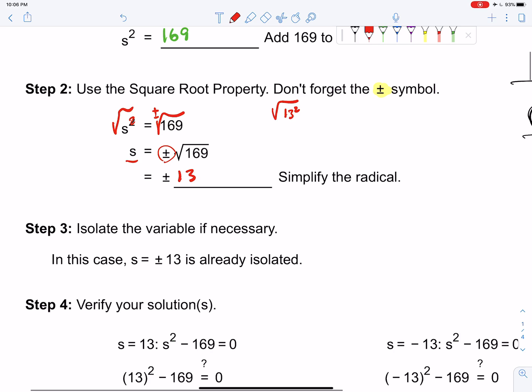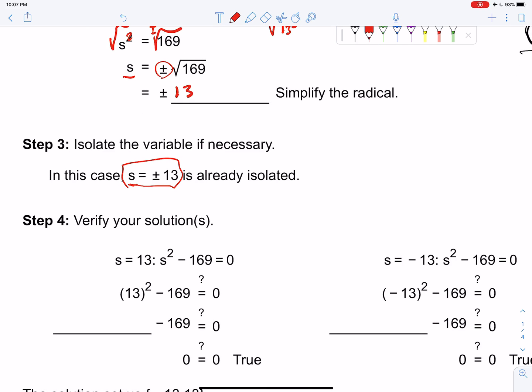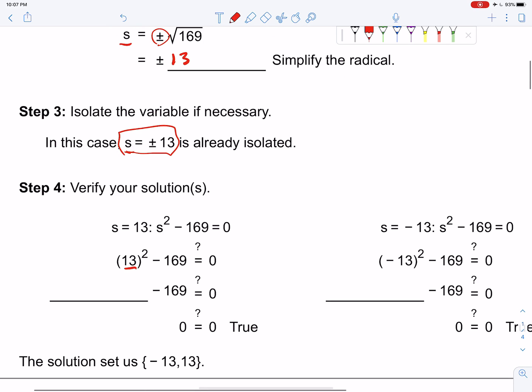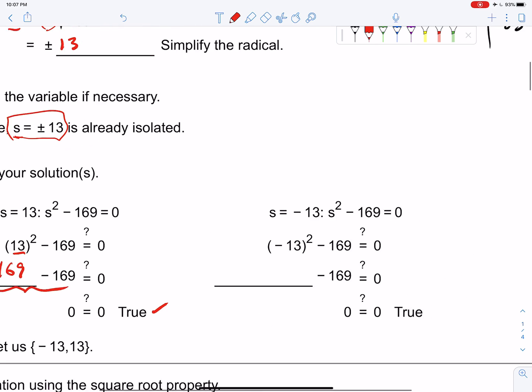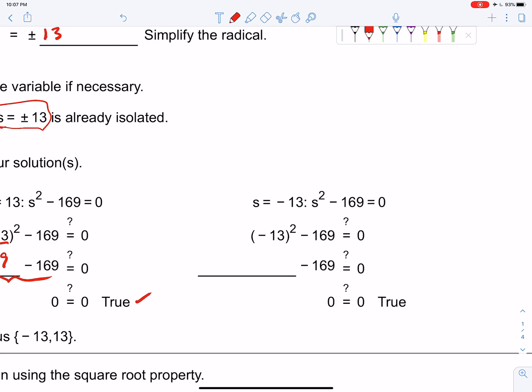All right, isolate the variable if necessary. In this case, s equals plus or minus 13 is already isolated. S is the variable we want to isolate, so that's good to go. Okay, verify your solutions. We say s equals 13, so we plug in a 13 right there. We know that 13 squared is 169, and 169 minus 169 is just going to give us 0, which is true. And over here, a negative 13 is put in as a solution. Negative 13 squared gives us that positive 169.